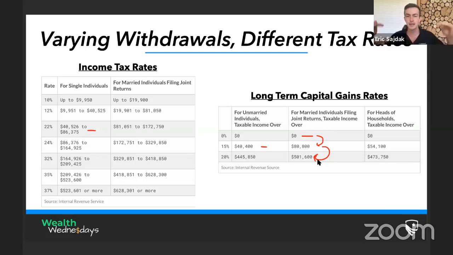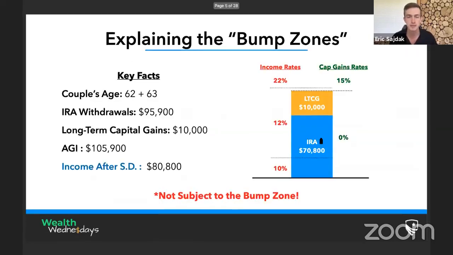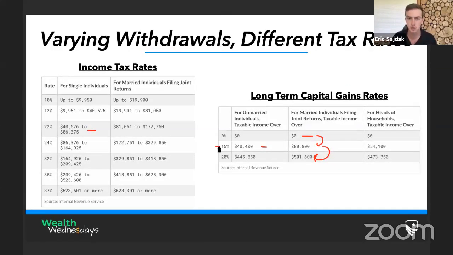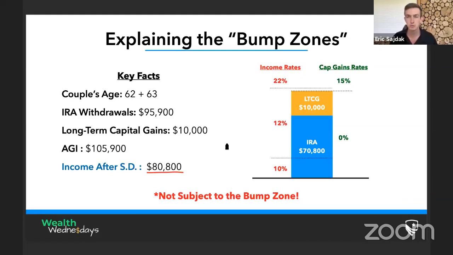It's these step ups as we get into higher zones that create what's called the capital gain bump zone. So let me explain how this works. Let's say we have a couple, they're 62 and 63, and they're pulling $95,900 from their traditional IRAs. So that's all ordinary income, taxable. And then they have $10,000 of long-term capital gains on top of that. So their AGI before the standard deduction is $105,900. Their taxable income, after the standard deduction, is $80,800. So they're not yet bumping into this 15% zone. They are not subject to what we would call this bump zone.